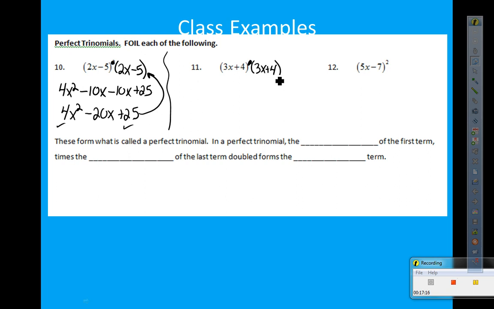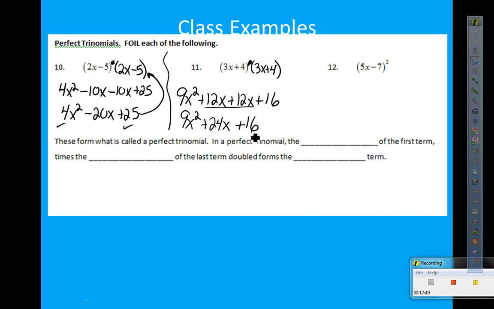Now let's FOIL this out. 3x times 3x is 9x squared. 3x times 4 is 12x. 4 times 3x is another 12x. 4 times 4 is 16. When I simplify this, notice I got 9x squared. Notice I got 12x and 12x. That gives me 24x plus 16.